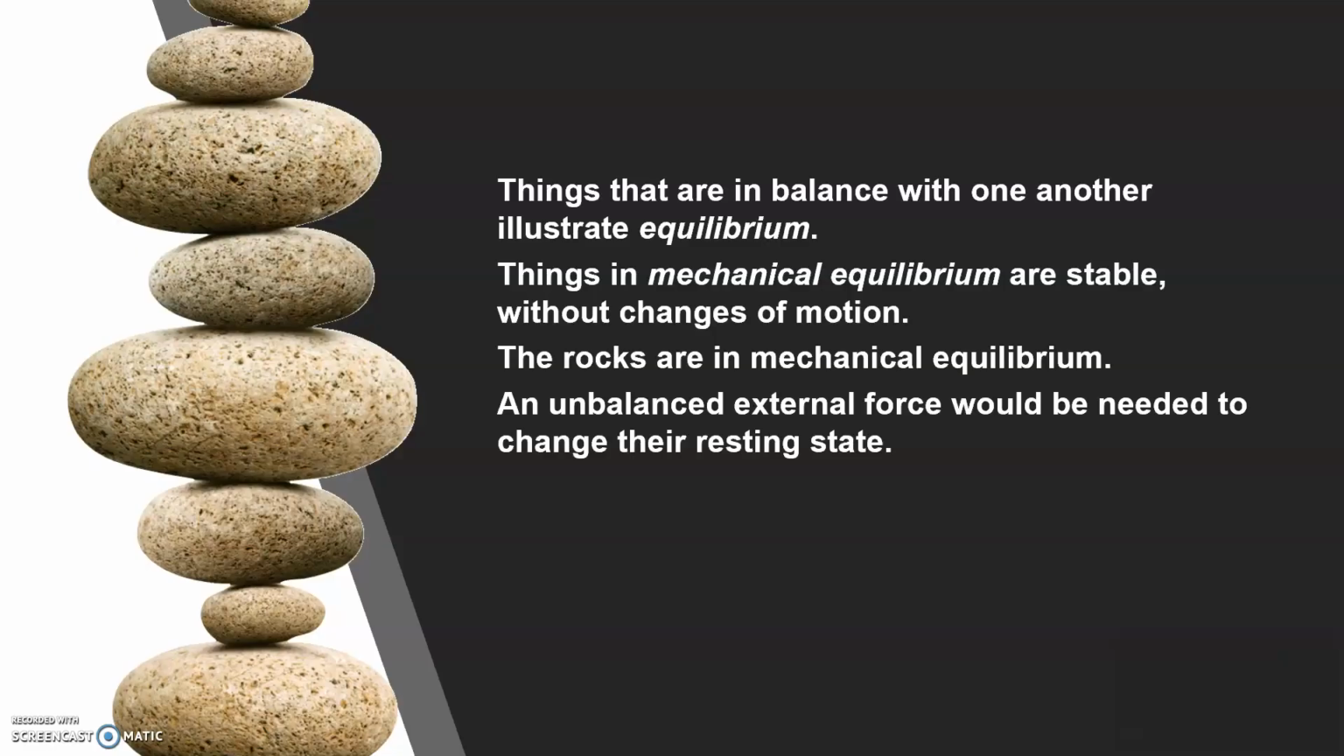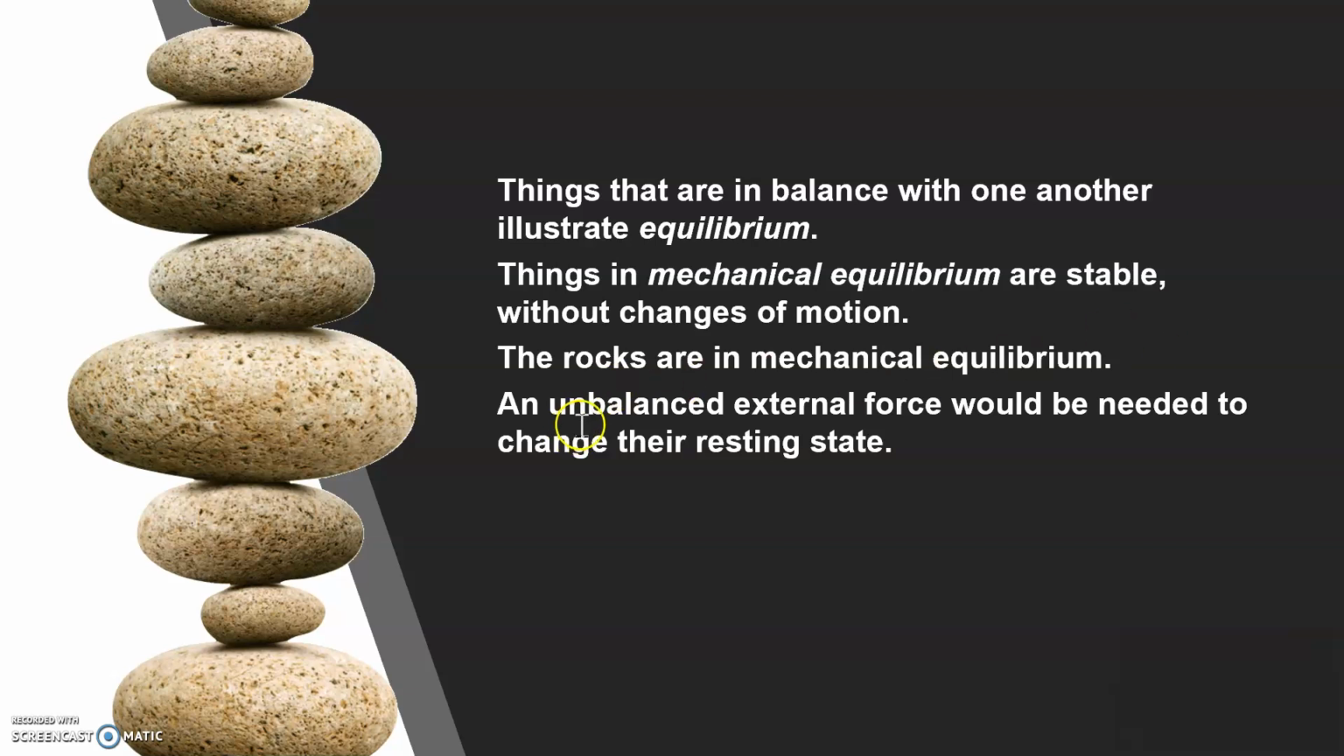Things that are in balance with one another illustrate equilibrium. You can think of this as stacked rocks on a hiking trip, or maybe playing the game of Jenga, or your sibling stacking blocks. As long as they're in balance, they can illustrate equilibrium. And things, like I said, that are in mechanical equilibrium are stable without changes in motion. And so as long as there continues to be no changes in motion, those objects are in mechanical equilibrium. And so these rocks here are an example of mechanical equilibrium.